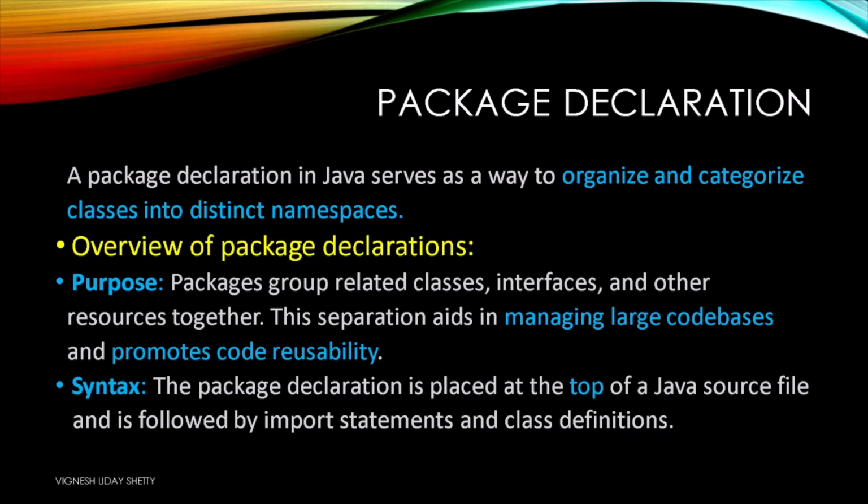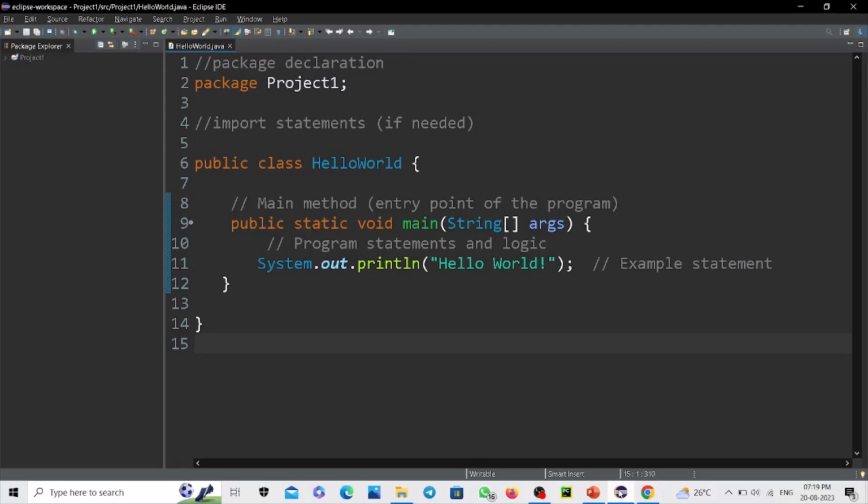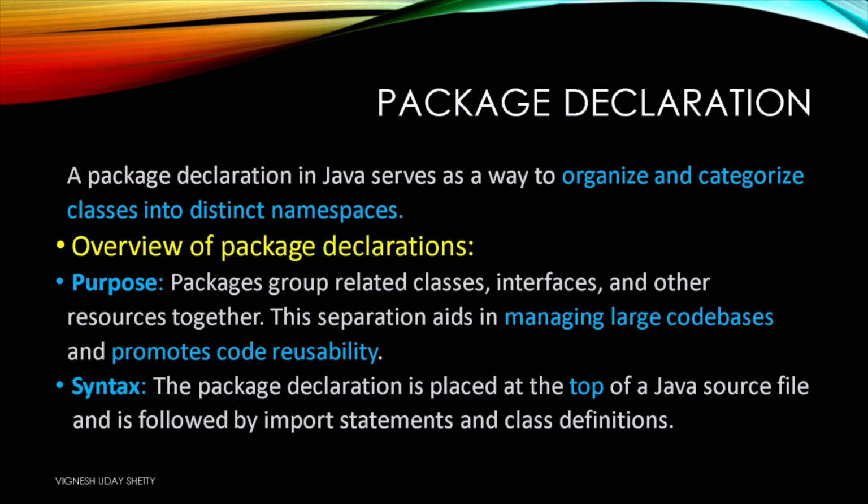The main purpose of using this package declaration is that while we are writing a large number of lines in a code, it becomes a large code base. So in order to manage that code base and to promote code reusability, we are using this package declaration format. Now syntax. The package declaration is placed at the top of a Java source file. The package is placed at the top of the Java source file, which is followed by import statements and class definitions.